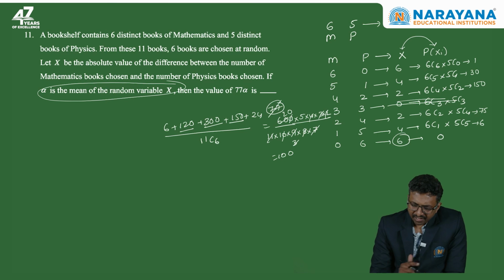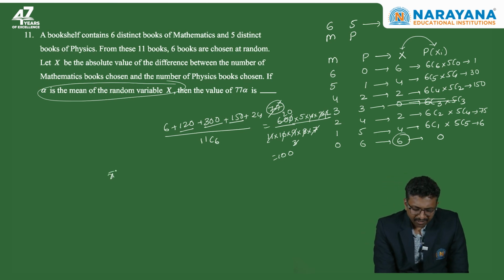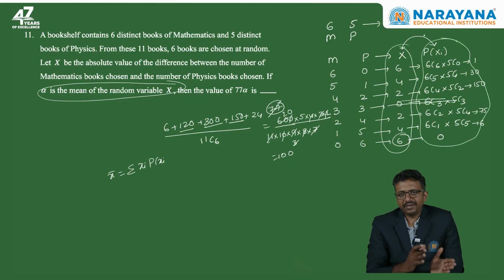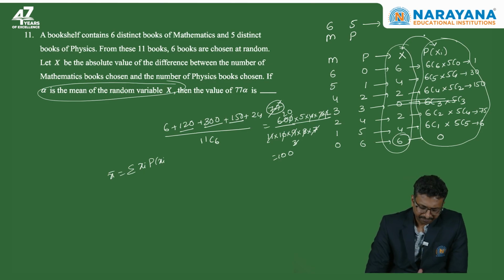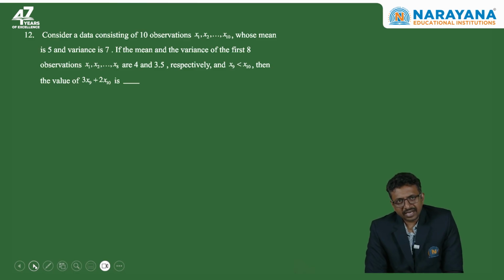So I hope you have understood this question. The concept is the mean formula. Mean is nothing but sigma xi into p of xi. So we have found the different possible values of the random variable, we have found the corresponding probabilities, and we have done xi into p of xi. So next we are going to the statistics question.